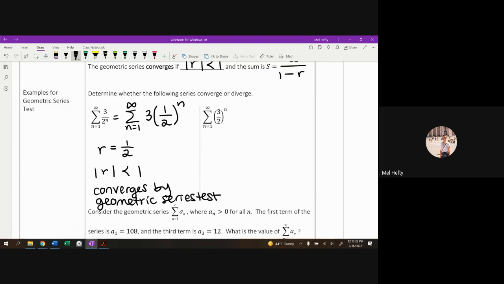So it's already written like a geometric series, right? So first thing I did was identify R. What do you think R is in this one? Why do I care? All right, the absolute value of R is greater than or equal to 1. If you just wrote greater than, that's probably fine, but I like to use the definition. All right, what is our conclusion? Diverges. And I'm going to say by the geometric series test.